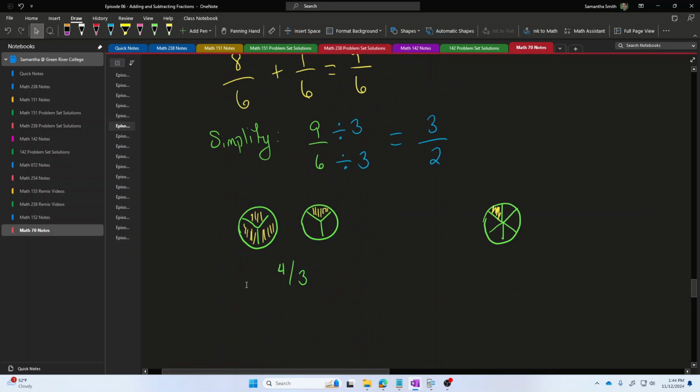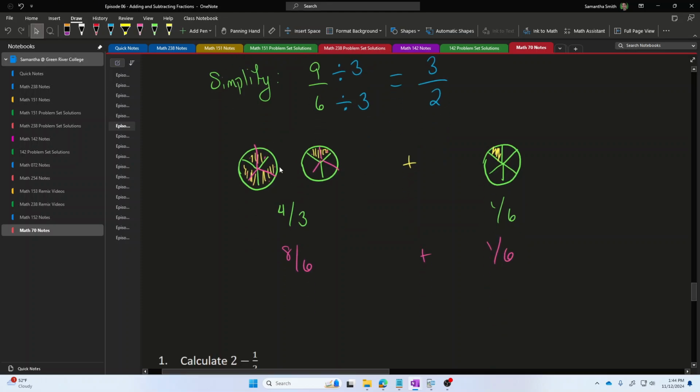But right now, these pieces are different sizes. So what I will do is go into these pizzas on the left and cut them up a little bit more. Slice, slice, slice. So that now the pizzas are cut into 6 pieces. And I have in total 1, 2, 3, 4, 5, 6, 7, 8 out of those 6 pieces. Now that the pieces are all the same size, I just have to combine the number of slices that I have in both piles. So 8 over here on the left plus 1 over here on the right.